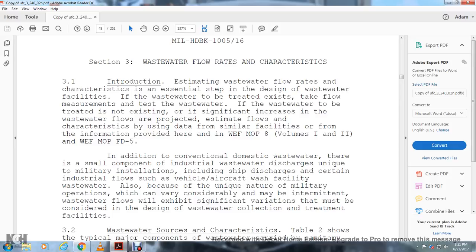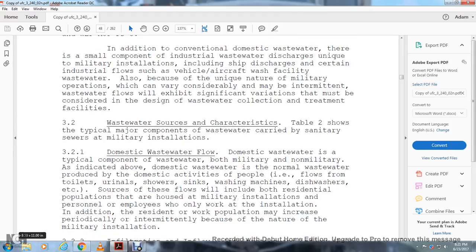In addition to conventional domestic wastewater, there are some components of industrial wastewater discharged within the military installation, including ship discharge and certain industrial flows, such as vehicle and aircraft wash facility wastewater. Because of the unique nature of military operations, which may be intermittent, the wastewater flow may exhibit significant variation that must be considered in the design of the wastewater collection and treatment facility. 3.2 Wastewater sources. The characteristics tables are used for the typical major components of the wastewater carried by the sanitary sewer for the military installation.